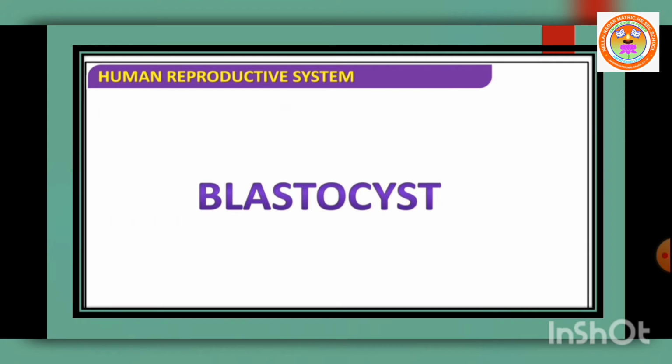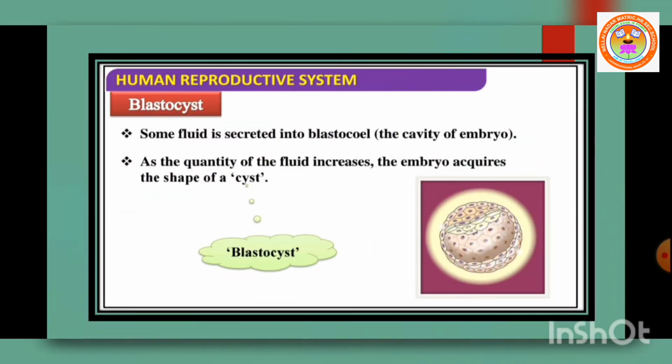Next, blastocyst. So what is blastocyst? Under the influence of progesterone, smooth muscles of the fallopian tube relax, and the dividing embryo takes 4 to 5 days to move through the fallopian tube into the uterine cavity and finally gets implanted in the uterine wall. At this point, the embryo consists of a fluid-filled hollow ball of about 100 cells. This is called blastocyst.